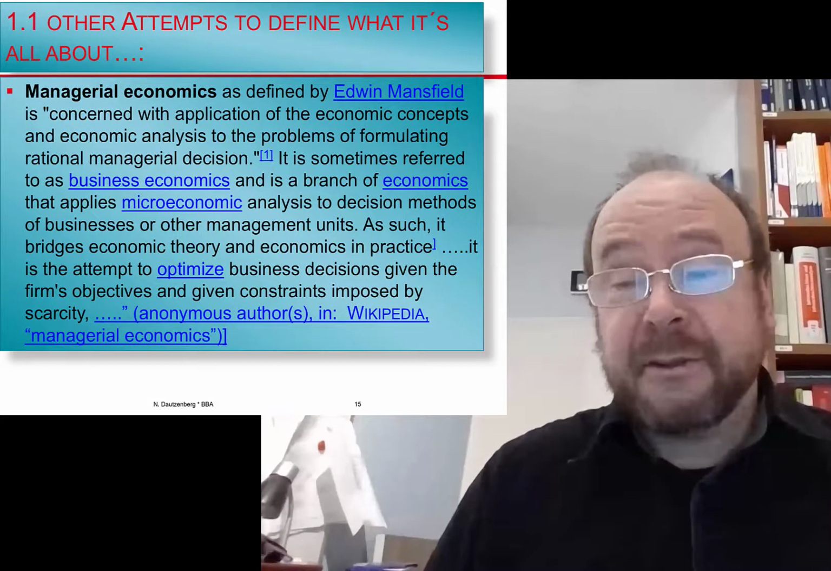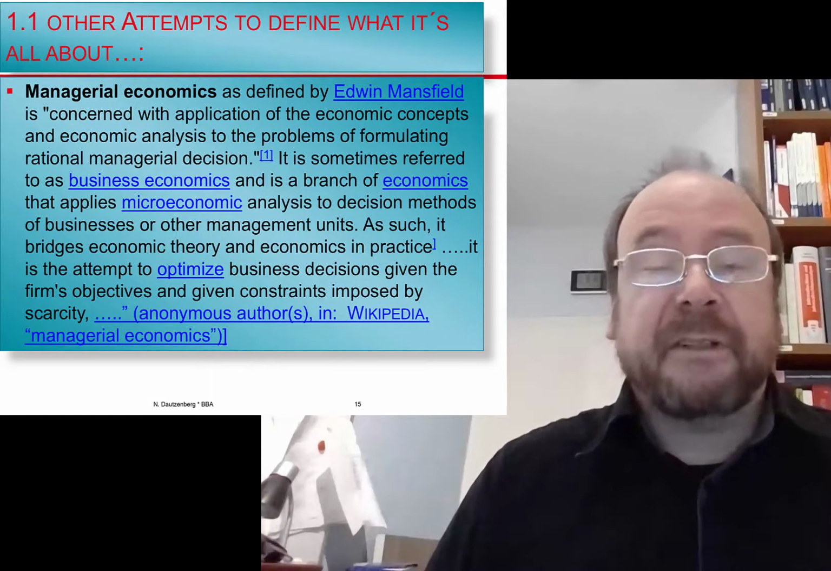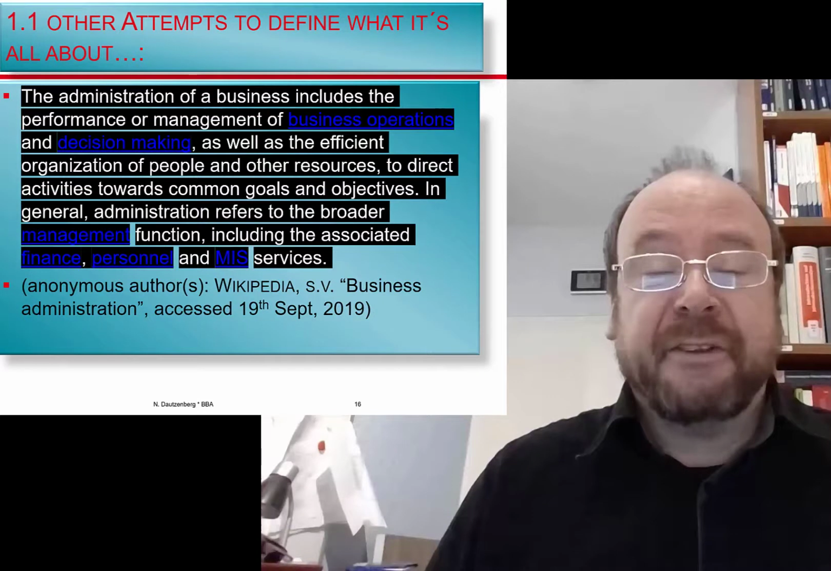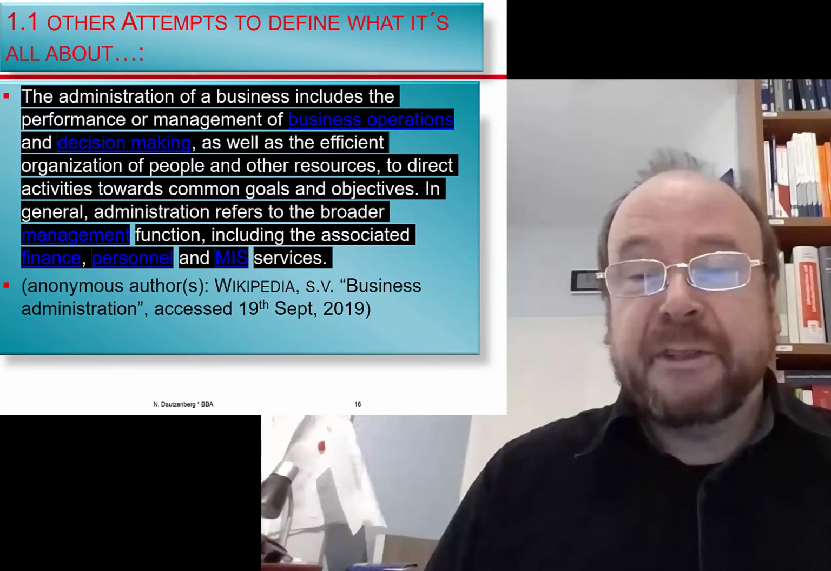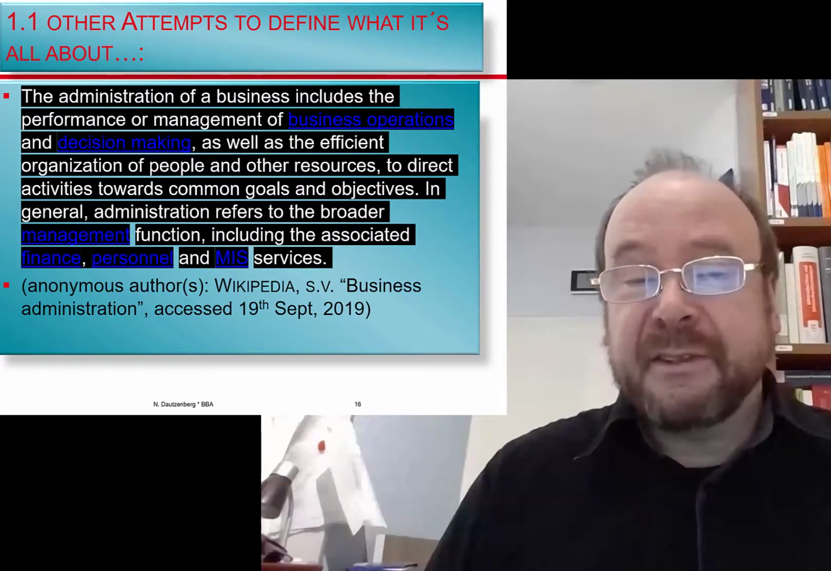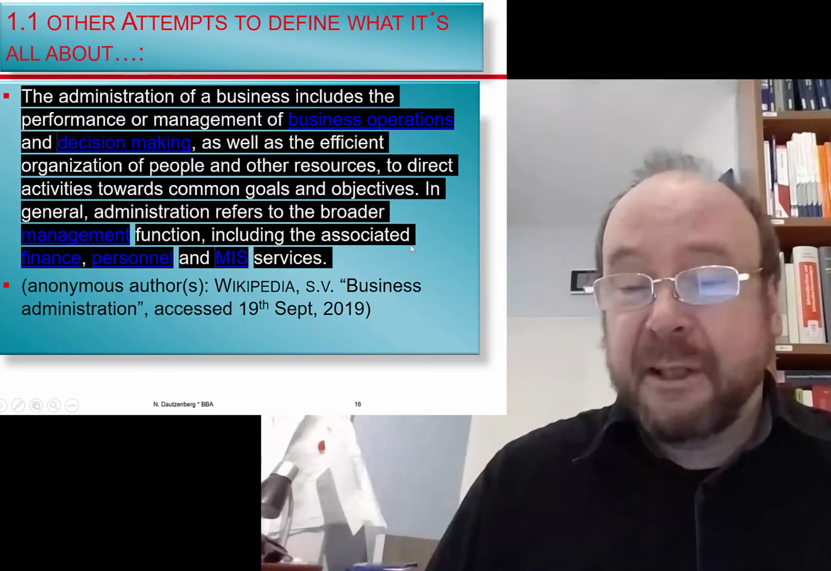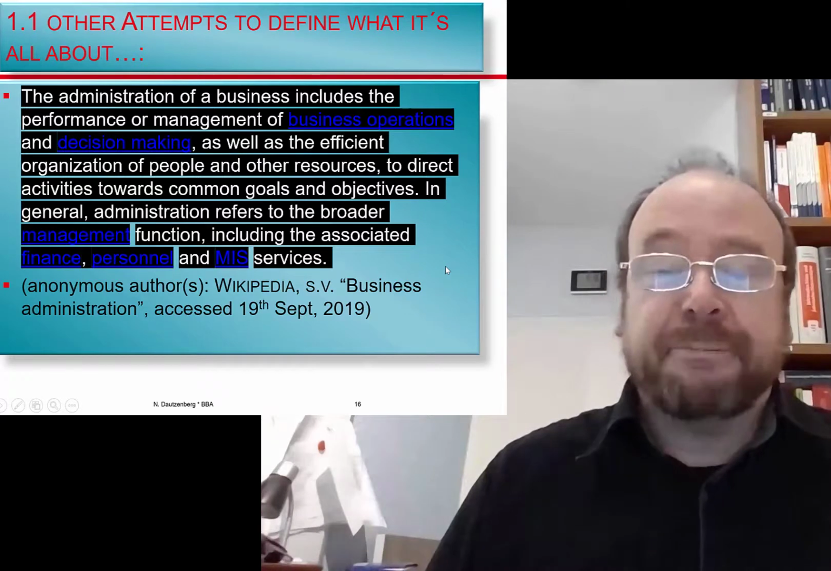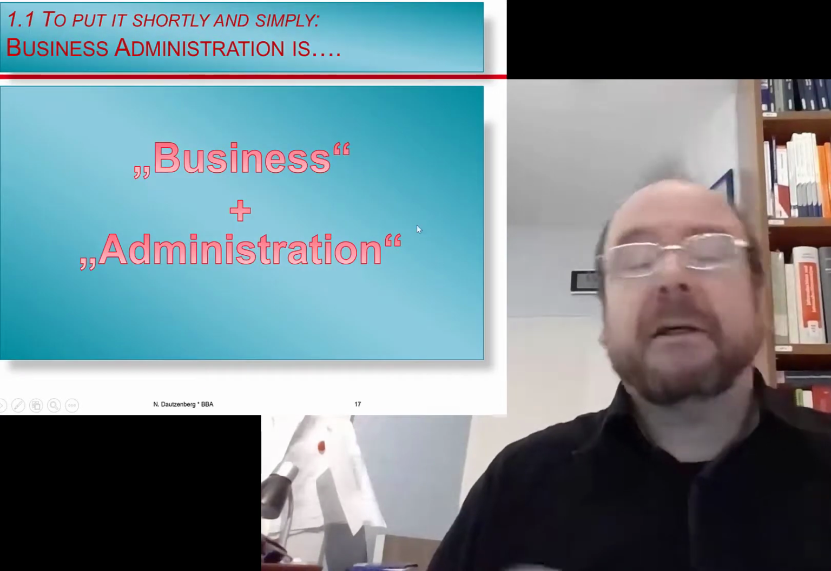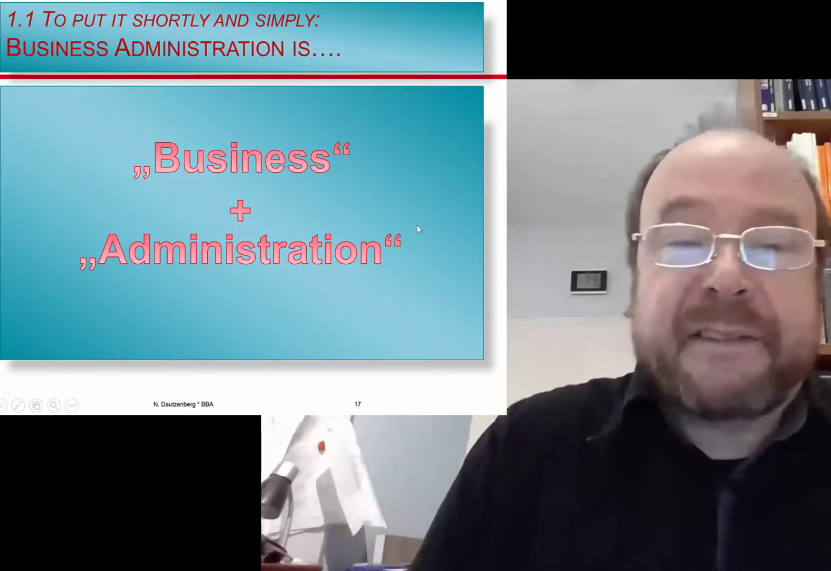Managerial economics also can be found. Very precise definitions. The administration of a business includes the performance of business or management of business operations and decision making. Something concrete. Good. Let's start our own ideas.